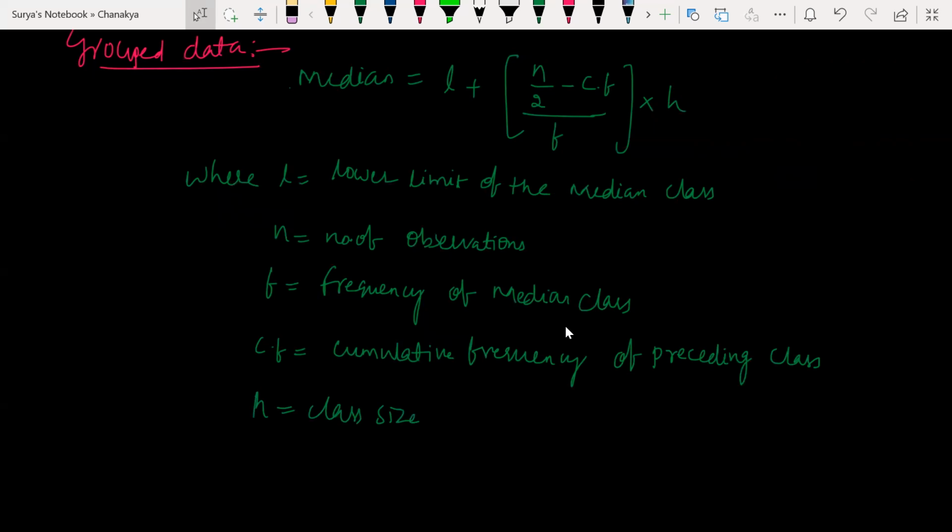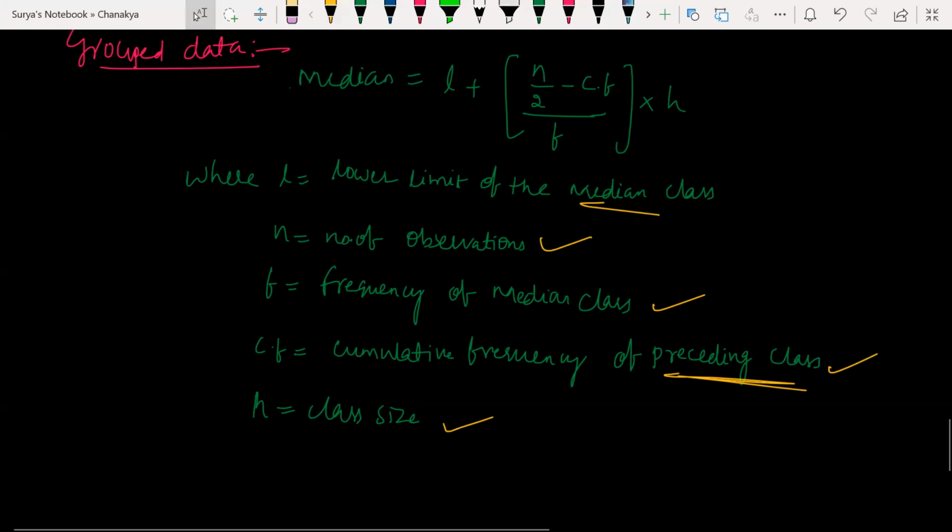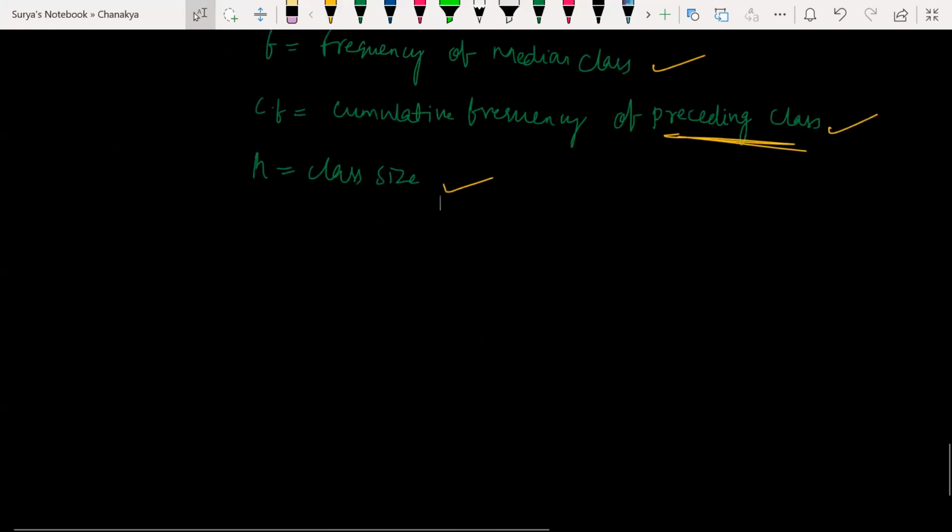All right. So what is L here? Lower limit of the median class. Number of observations is N. F is the frequency of the median class. CF is the cumulative frequency of the preceding class. Preceding means before, succeeding means after. H is equal to class size. And we have the mode formula as well. This is the median for grouped and ungrouped data. Now we'll talk about mode. Tomorrow I'm going to ask the formulas to each and every one of you. Please be prepared.